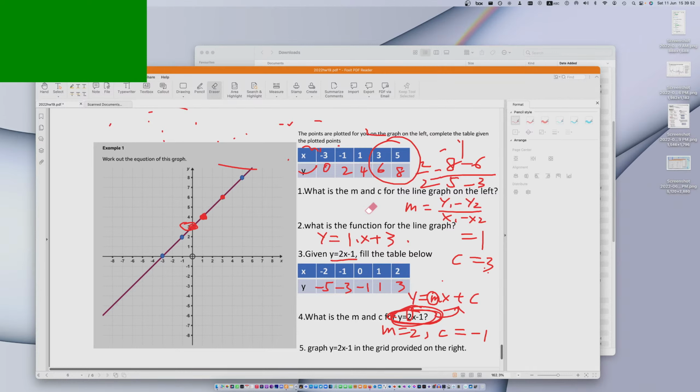Is this long enough, do you think? Why is it long enough? Why is it not long enough? How do we decide? How do you decide it's long enough? Answer my question. The scale.